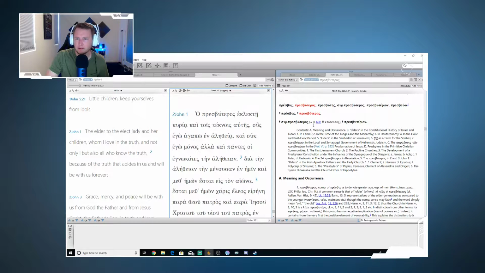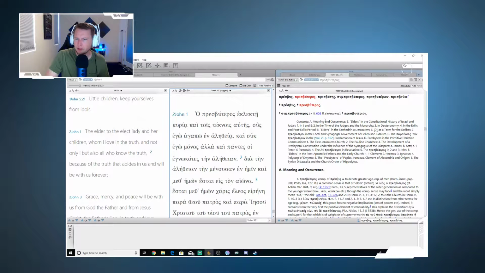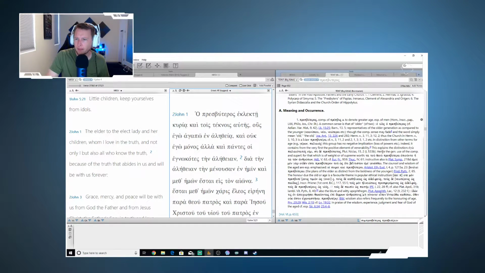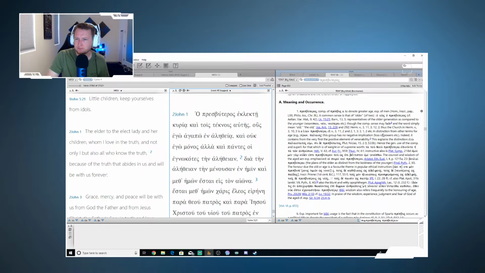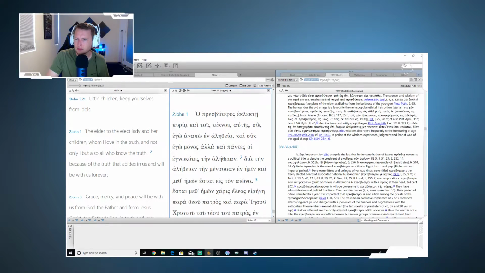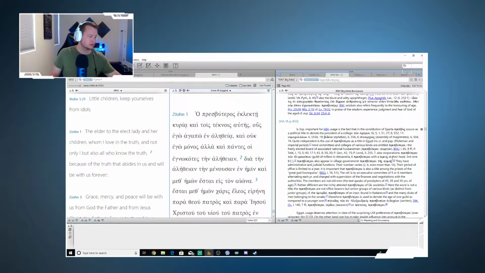Here you see the cognate family, presbyteros, meaning an occurrence, elders in the constitutional history of Israel and Judah. Greater age, especially of men. Older. So it's a political title for the president of a college. Interesting. That's in the Constitution of Sparta.